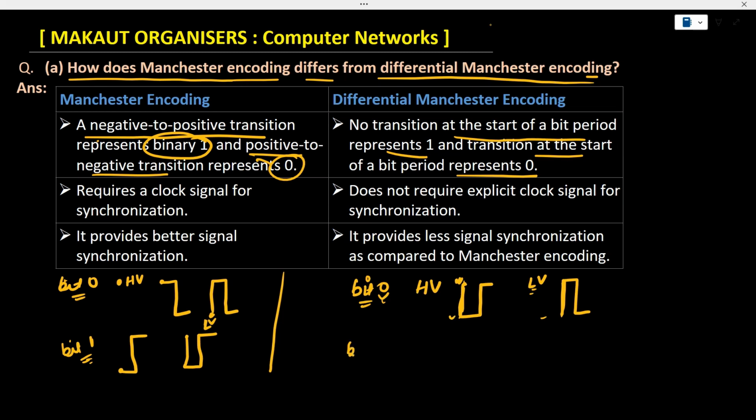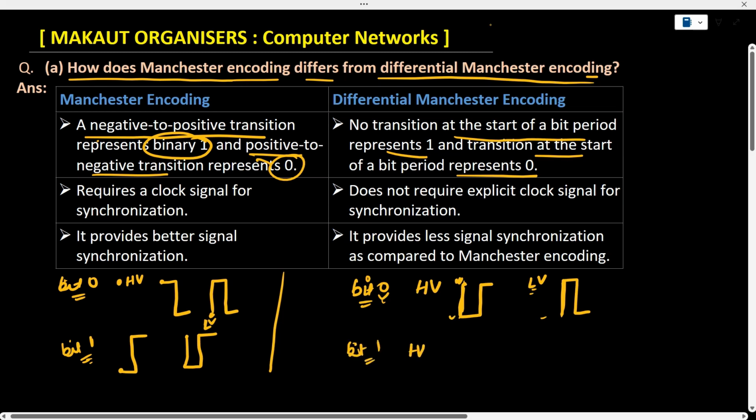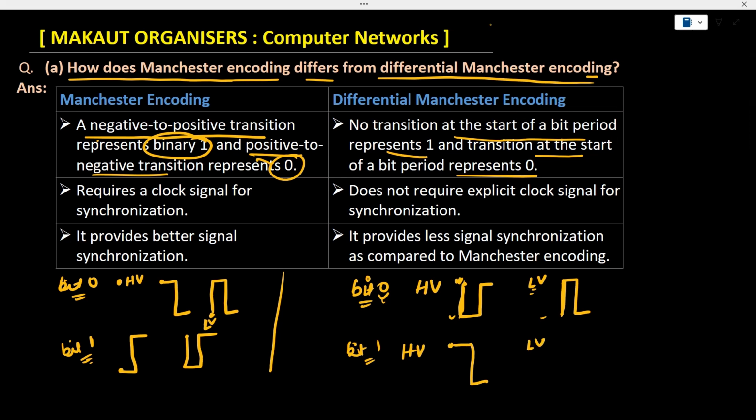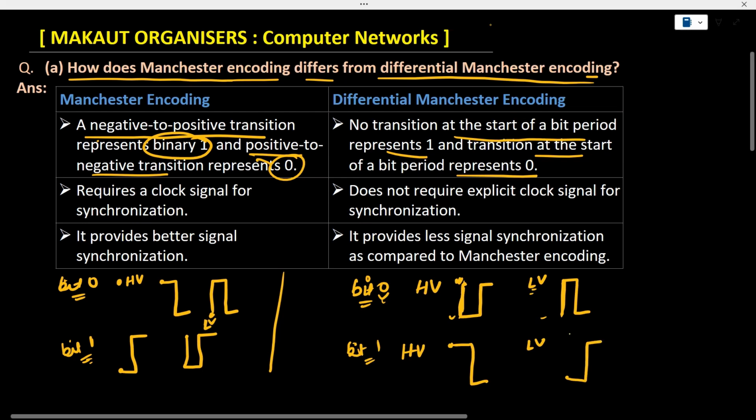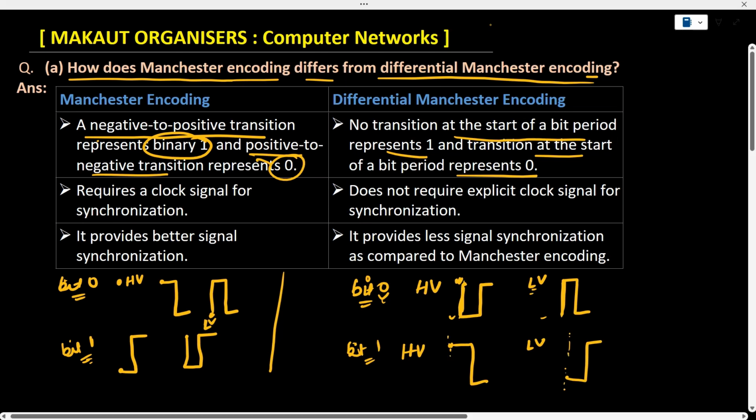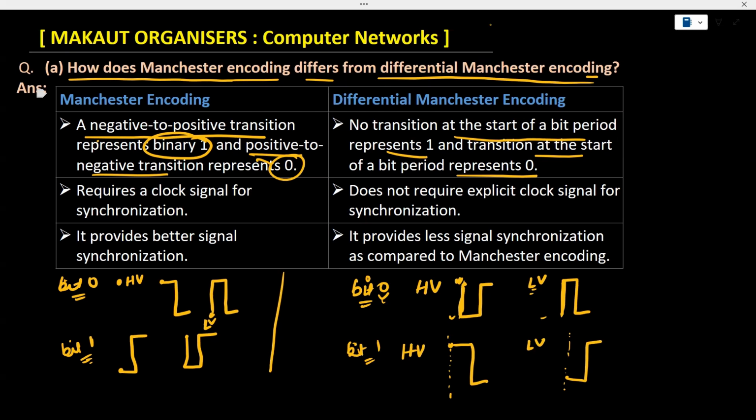Now, in case of bit 1, in case of high voltage, that means if we are at a high voltage, we make a transition like this. And if we are at a low voltage, that is, if we are here, we make a transition like this. That means at the start of a bit period, this is the start, we didn't make any transitions. So that is the difference between Manchester and differential Manchester encoding.